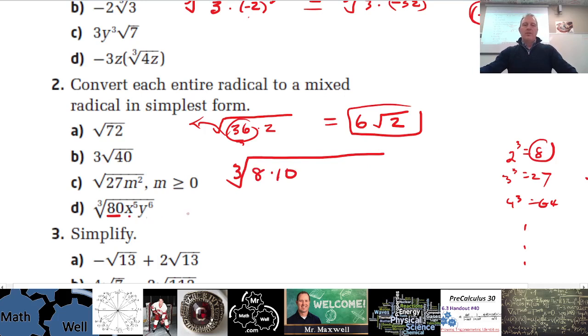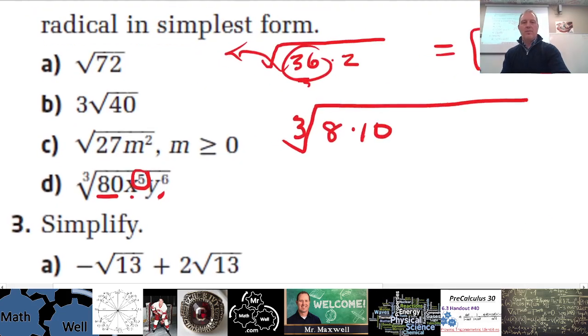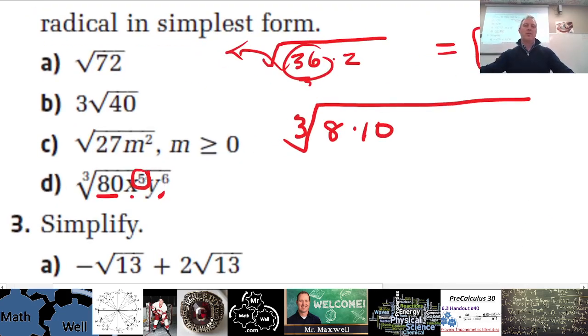Now with the variables, it's a little trickier, but if you remember that if this exponent, in this case it's 5, let me zoom in for you. In this case it's 5. If that exponent is evenly divisible by this index, then it's a perfect, in this case, perfect cube. So 5 is not divisible by 3, but if you rewrite this as x cubed times x squared, then x cubed is a perfect cube. Okay, so here are my perfect cubes so far.